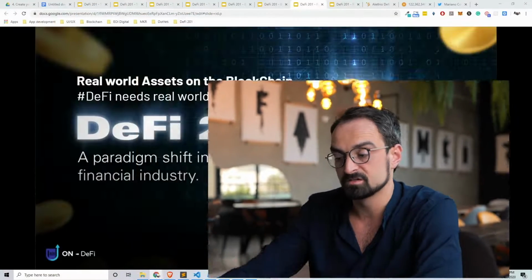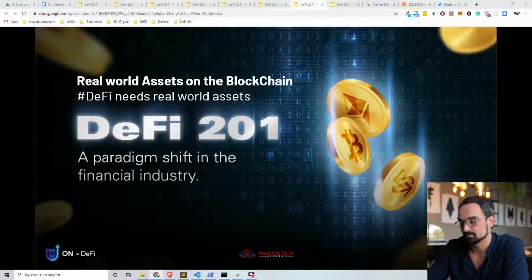don't worry, we're gonna go much deeper right now because now we're coming at the central point, a very important point of adding real world assets onto the blockchain. This is essential for the growth of our ecosystem. This is essential for the growth of blockchain in general and also essential for the growth of the decentralized financial ecosystem.